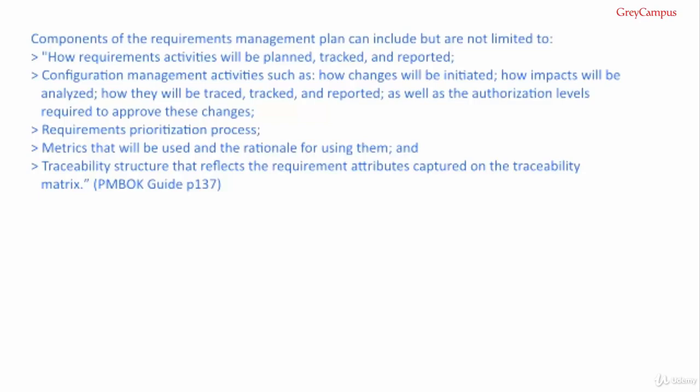Required prioritization processes, metrics that will be used and the rationale for using them, and a traceability structure that reflects the requirements attributes captured in the traceability matrix. You'll find more on that on PMBOK Guide page 137. A traceability matrix is a table that is used to link requirements to deliverables.